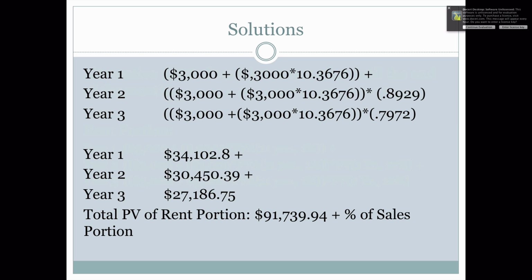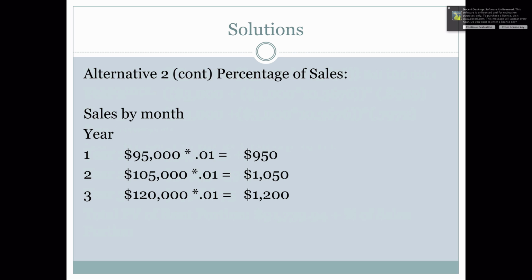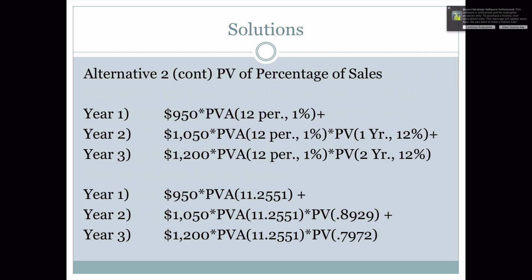Now we need to add the percentage of sales to that. We take our monthly sales, and that was given to us in the text, and if you're not sure if it's monthly, just read. It says it forecasts average monthly sales as follows. So 1% of our monthly sales for year 1 is $950. For year 2 it is $1,050, and finally for year 3 it is $1,200. Because the percentage of sales is paid at the end of the month, we need to discount all of those months, and we do that by using 12 periods at 1%.